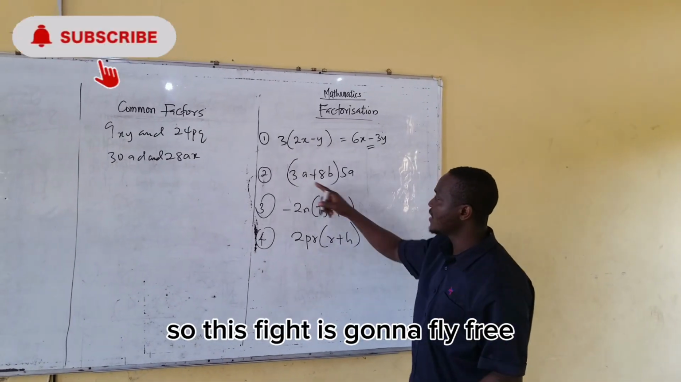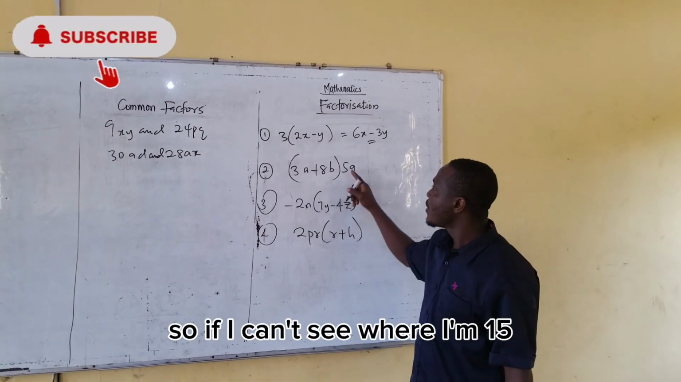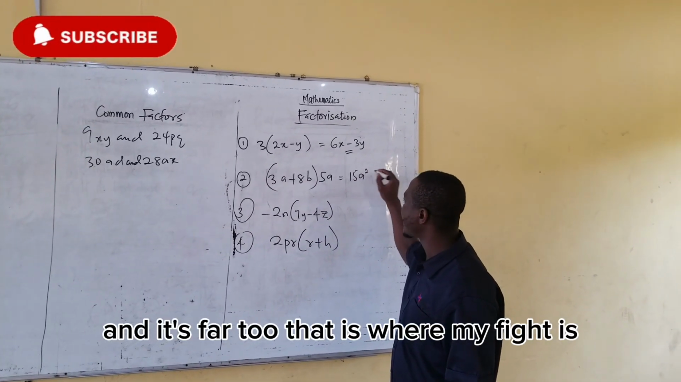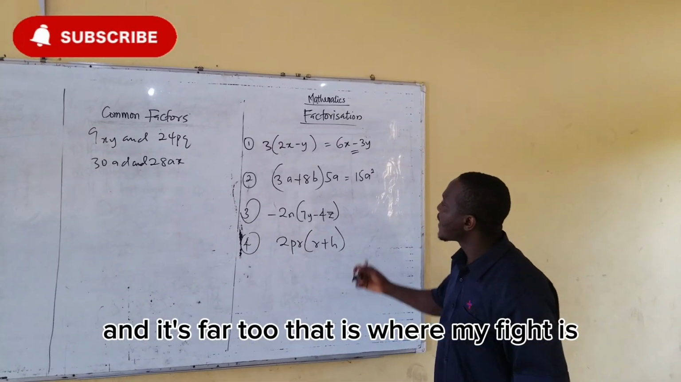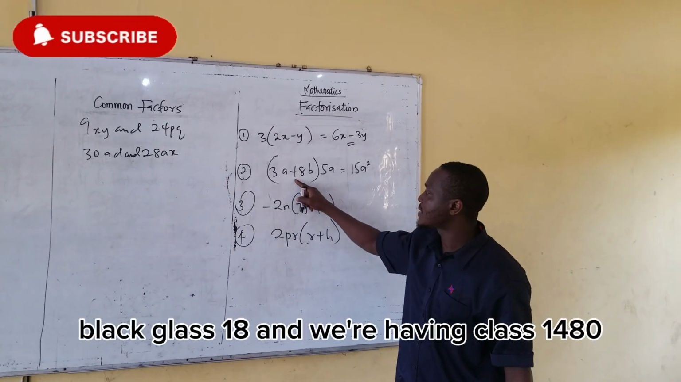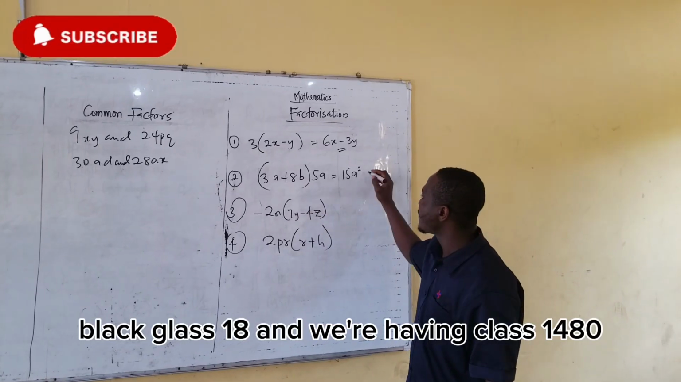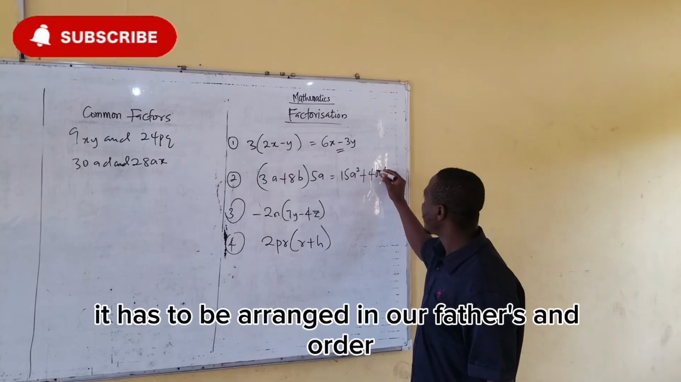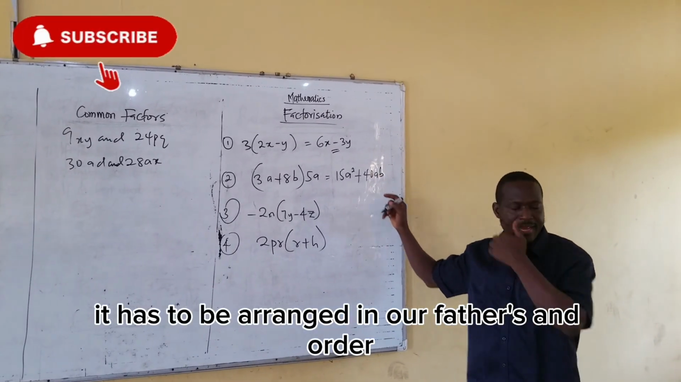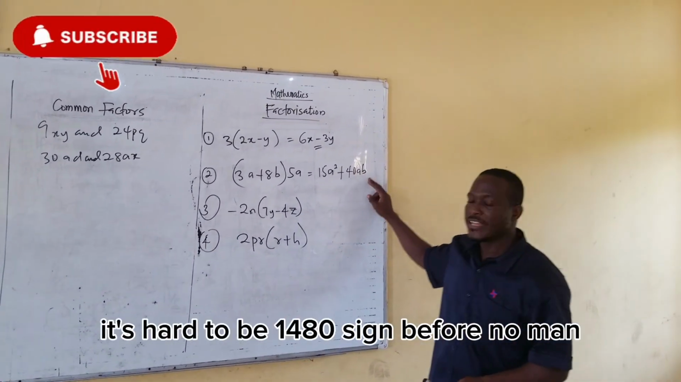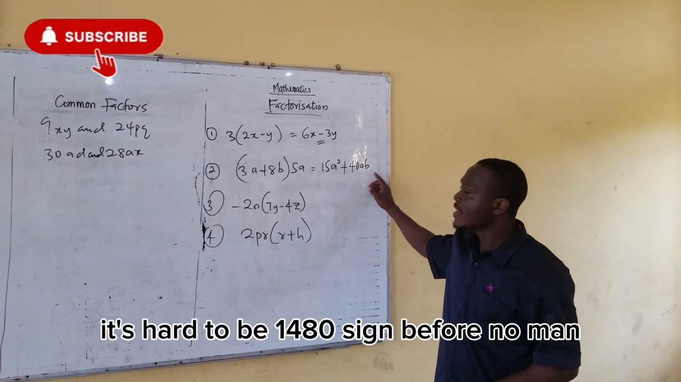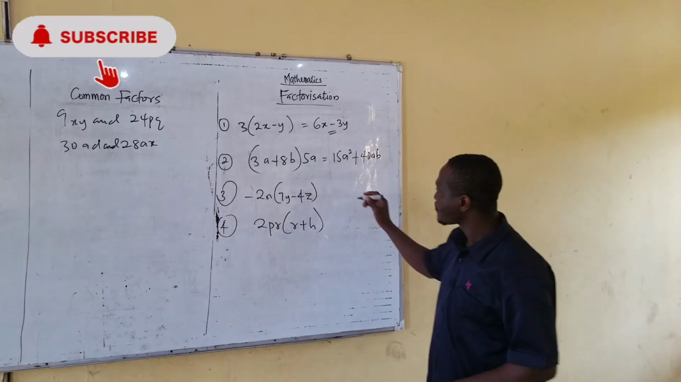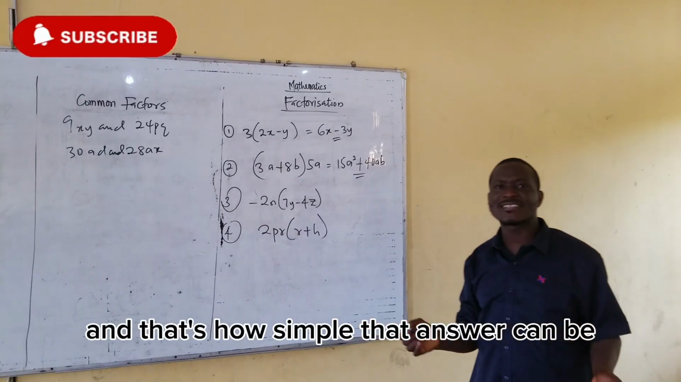So this 5a is going to multiply 3a. So 5a times 3a, we are having 15a raised to power 2, that's a squared. Now 5a is going to multiply plus 8b, and we're having plus 40ab. It has to be arranged in alphabetical order. Since a comes before b, it will be 40ab. Sign before number and then variable. That's the letters of the alphabet. And that's how simple that answer can be.